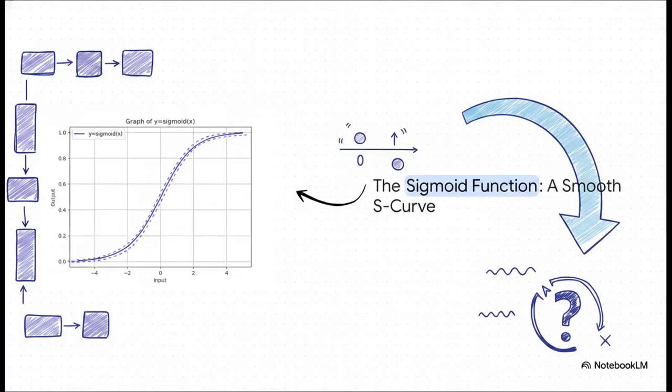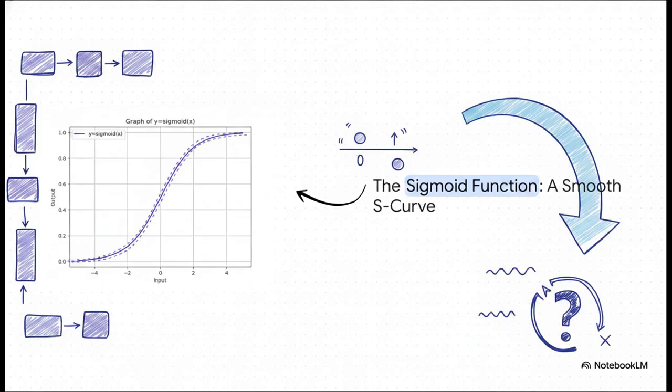Enter the absolute hero of early deep learning, the sigmoid function. This beautiful, smooth S-curve was a total game changer. It cleanly bounds our output between 0 and 1, and crucially, it's entirely nonlinear, meaning we can finally stack those layers and create truly deep networks. Plus, it has a nice smooth gradient for backpropagation, so problem completely solved, right?